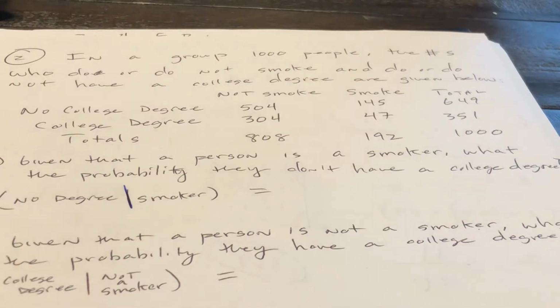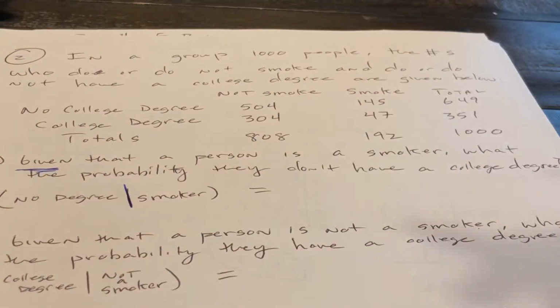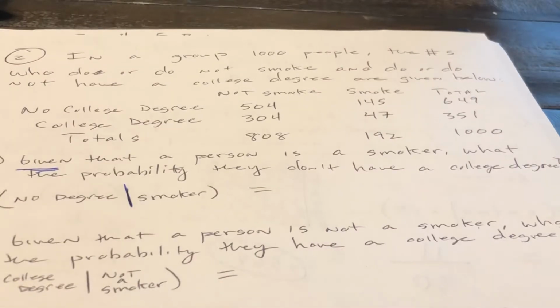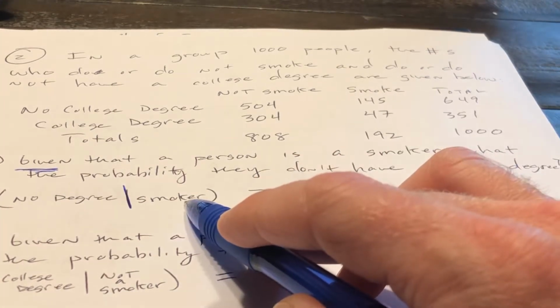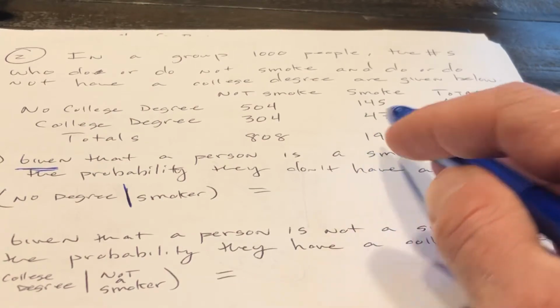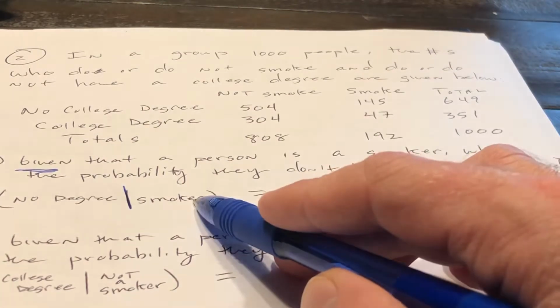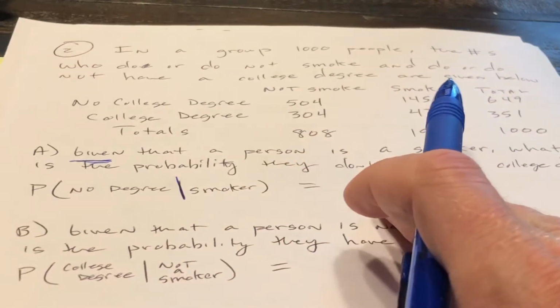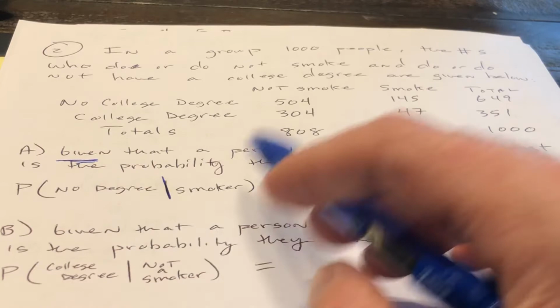A lot of times when you see given, it's going to be a conditional probability. Okay, so what's the condition? You have to pick a smoker. That always comes second. That's the B part, even though it's written first. So what's the probability they don't have a college degree given that they're a smoker? That's what this is saying. So you're going to write your probability statement like that.